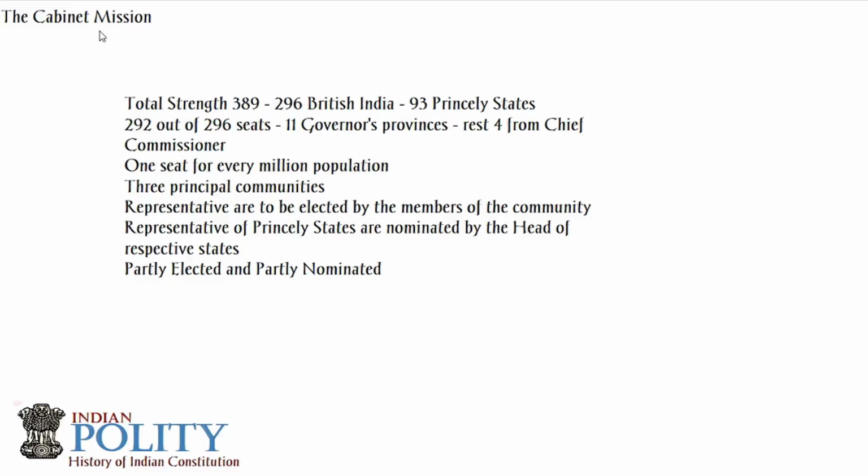1 seat was to be allotted for every million population. Seats allocated to each province were to be decided among the 3 principal communities, Muslims, Sikhs and General, in proportion to their population. The representatives of each community were to be elected by the members of that community in the Provincial Legislative Assembly. The representatives of princely states were to be nominated by the heads of the princely states. So, it was a partly elected and partly nominated body.